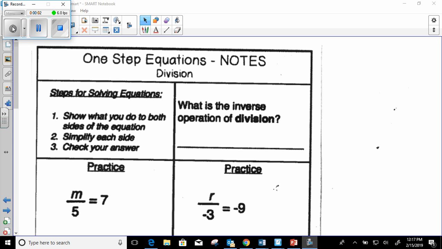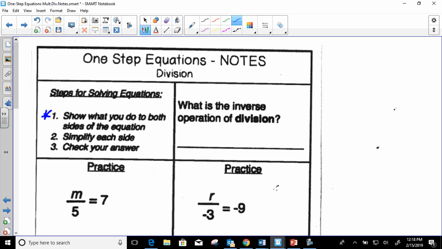All right, so today we have talked about multiplying one-step equations, and today we have division problems. For whatever reason, this seems to be the most difficult part for students. I don't know if it's because you see a fraction, but you're going to do the same steps. You're going to show what you do to both sides. You're going to simplify each side and then check your answer. The inverse operation of division is multiplication.